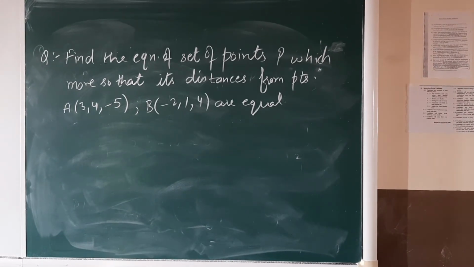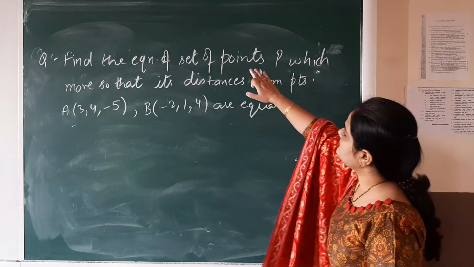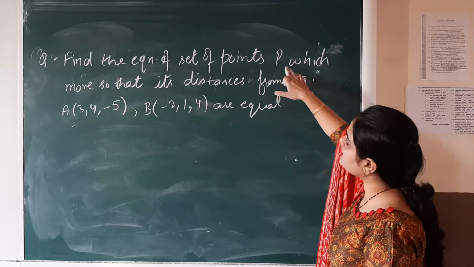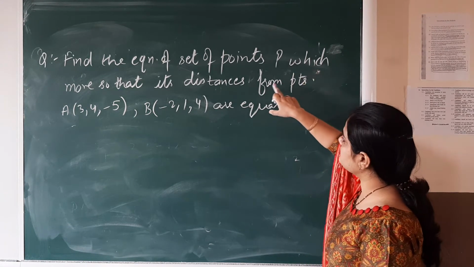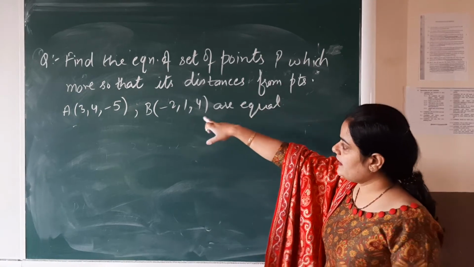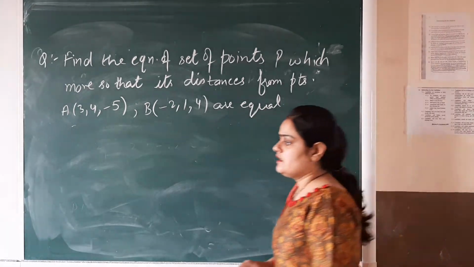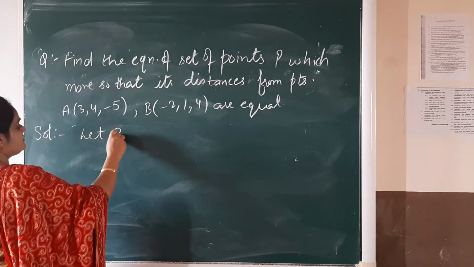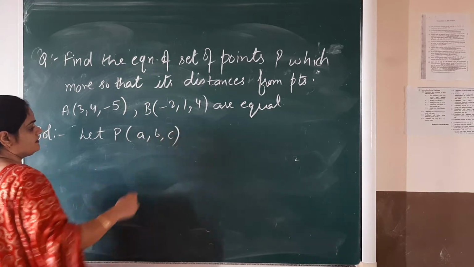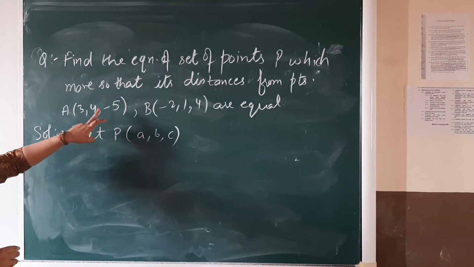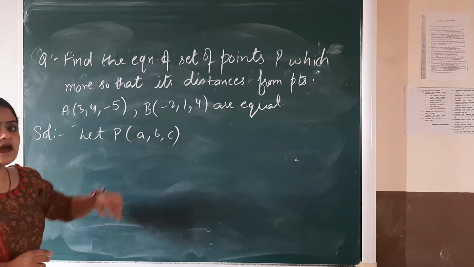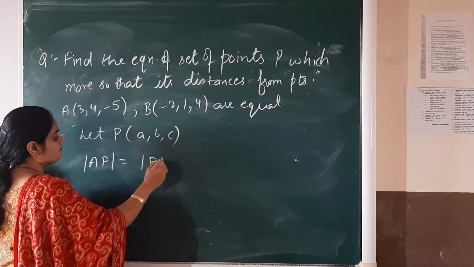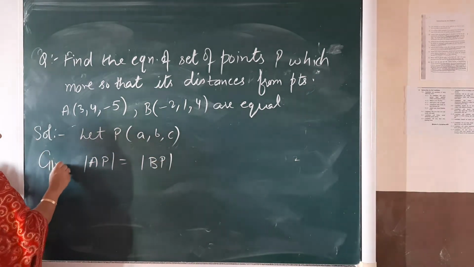Another question is, find the equation of the set of points P. We need to calculate the equation of a set of points P which move so that the distance from points A and B are equal. That means we have one point P. Let the point P be a comma b comma c. So its distance from A and distance from B are equal. It means AP is equal to BP. This is given to us.